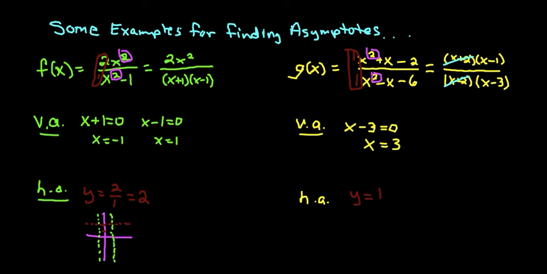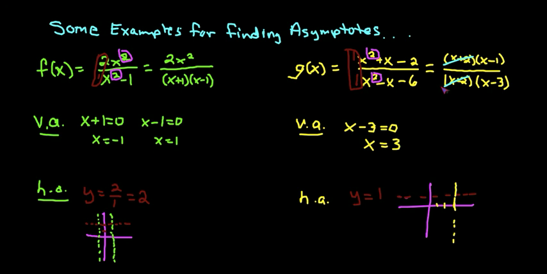So for this one, our quick sketch, y equals 1, oops, let me change colors up here, y equals 1 is going to be my horizontal asymptote, and my vertical asymptote, the only one I got was 3. So I would go out here to where x equals 3, and there we go.